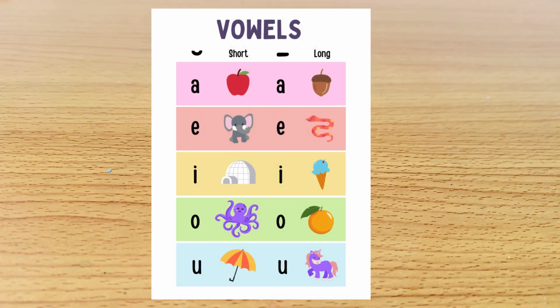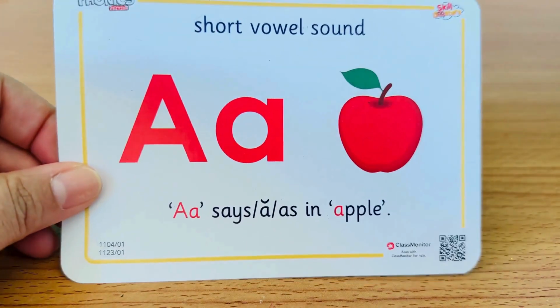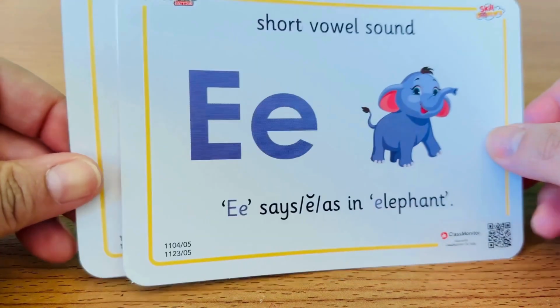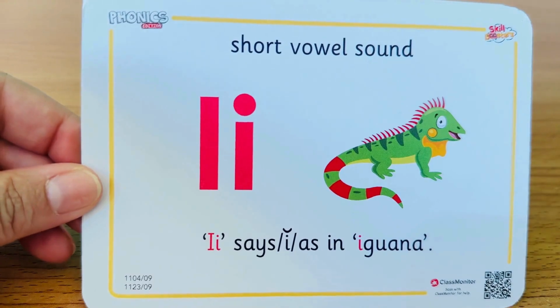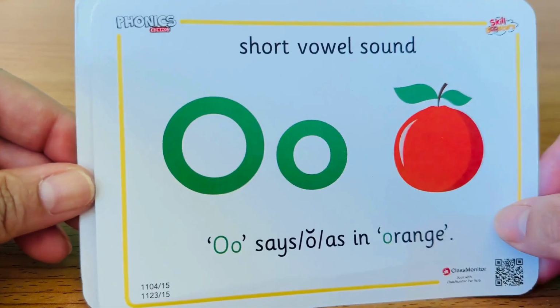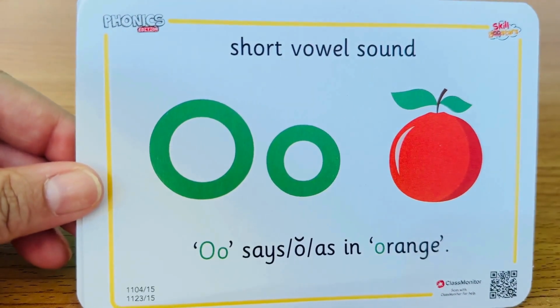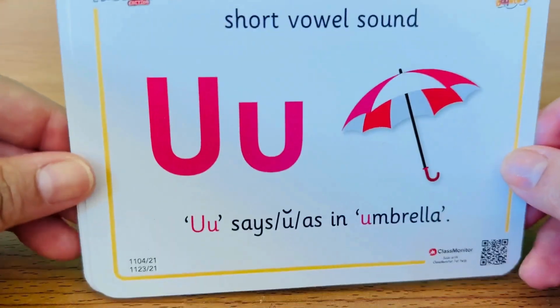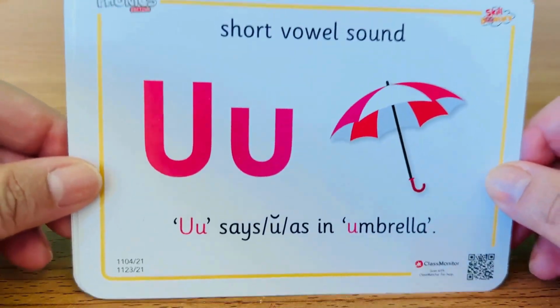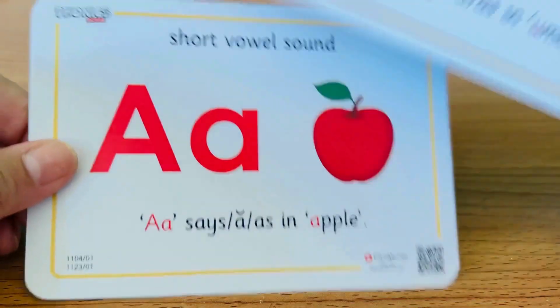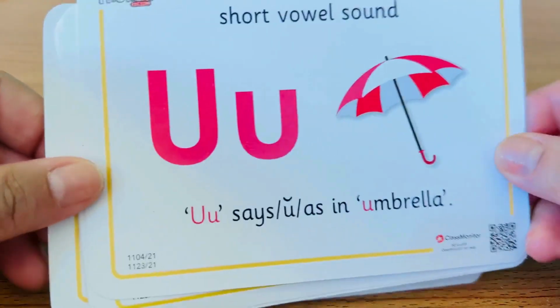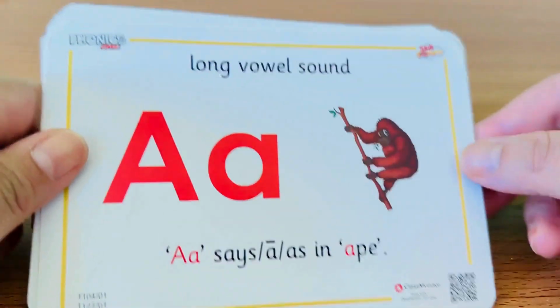So friends, now we will begin with our vowel sounds. First, let me introduce you to the vowels. A, E, I, O, and U. So these are our vowels. Now we will understand the difference between the sound of short vowel and long vowel sounds.